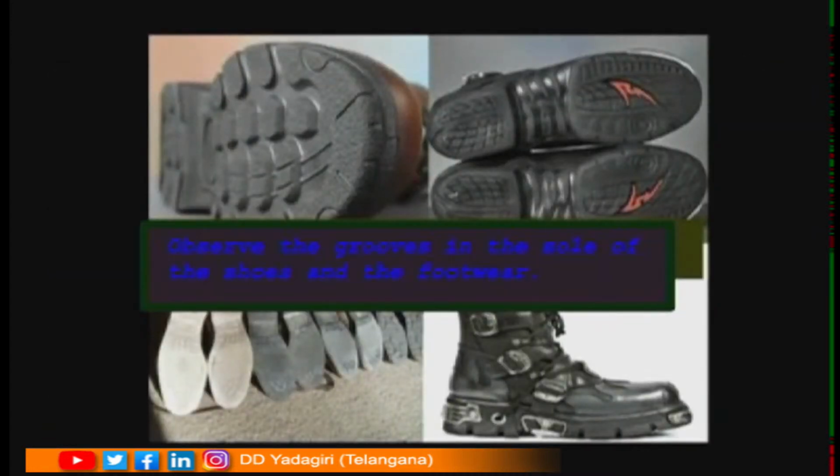At another application, see, these are shoes and footwear. Observe the grooves in the sole of the shoes and in the footwear. These grooves reduce the friction between the surface and footwear.